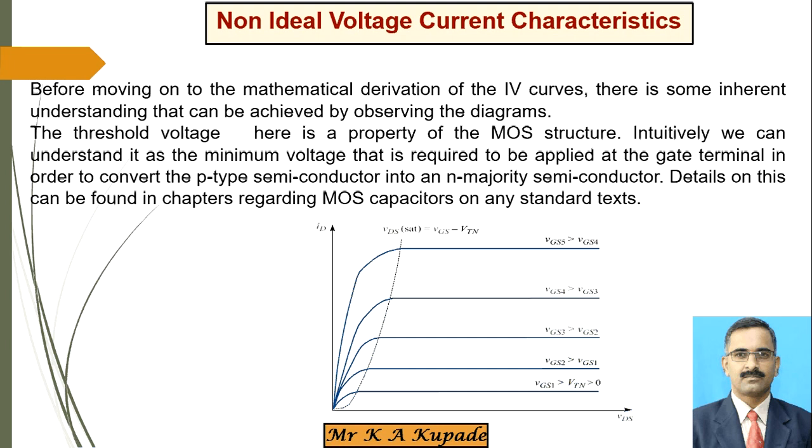By considering that point of view, the characteristics are plotted here. As I already discussed, as the gate-to-source voltage increases from 0 towards the positive voltage and becomes more than VT, the first graph is shown with VGS greater than the threshold voltage VT. That initial graph shows the characteristic, that is, ID versus VDS.